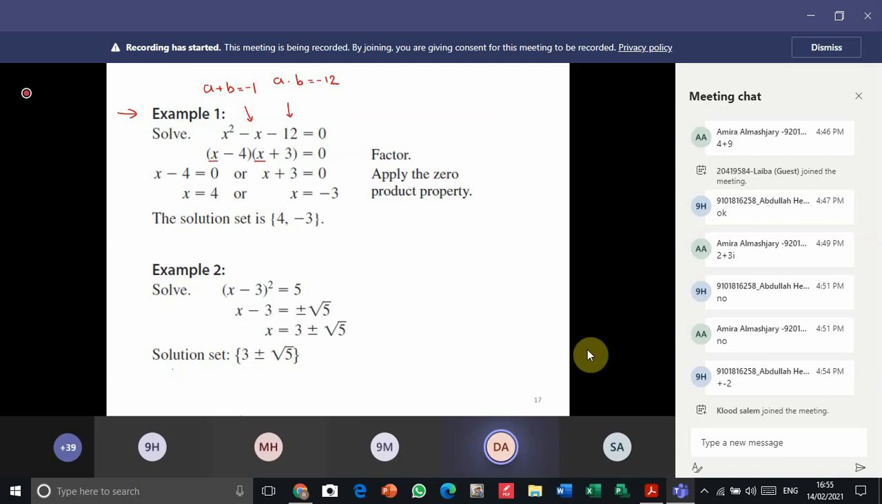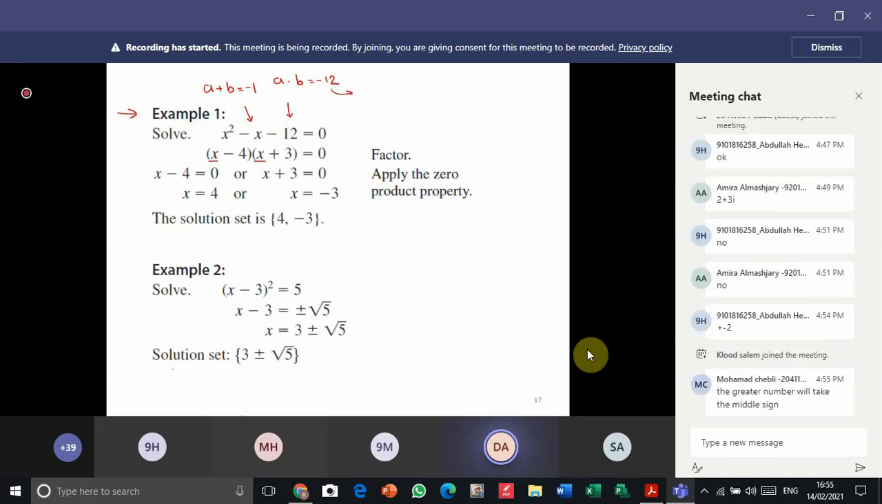Because if the answer of the multiplication is negative, one of them must be negative, but not both negative, because negative multiplied by negative equals positive. So for this one, we have many solutions: minus 1 multiplied by 12, or 1 multiplied by negative 12, or minus 2 multiplied by 6, 2 multiplied by negative 6, minus 3 multiplied by 4, or 3 multiplied by negative 4.